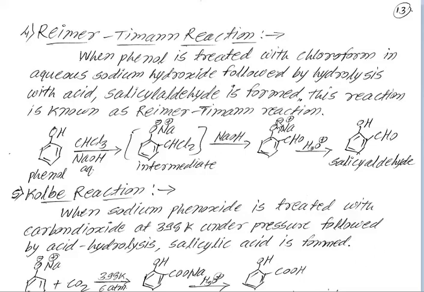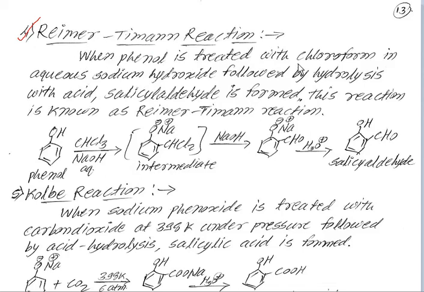Welcome back. Up to now we have discussed the reactions of phenol. Three reactions were discussed in the previous video. Then after that, the next reaction of phenols, number 4, is the Reimer-Tiemann reaction. Reimer-Tiemann is the name of the scientist.